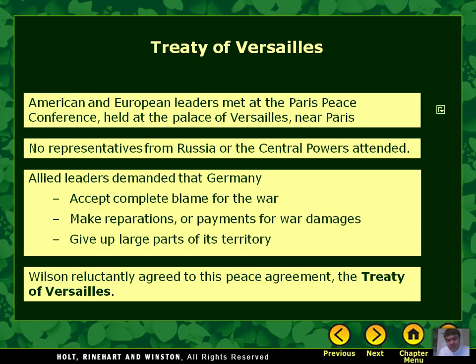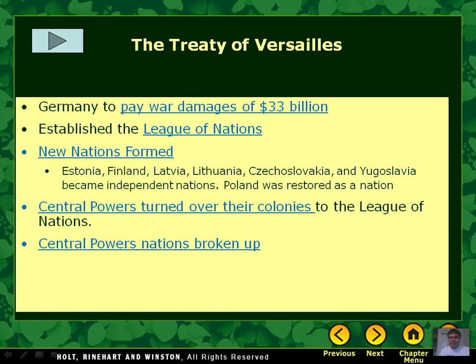Now, Woodrow Wilson only agreed to this agreement because it included his 14 points, the steps to try and prevent a world war from ever happening again. So Wilson said, yes, I don't agree with this, but I will go along with it as long as we have the 14 points and a League of Nations created. So Wilson reluctantly signs this agreement with the League of Nations being a part of it.